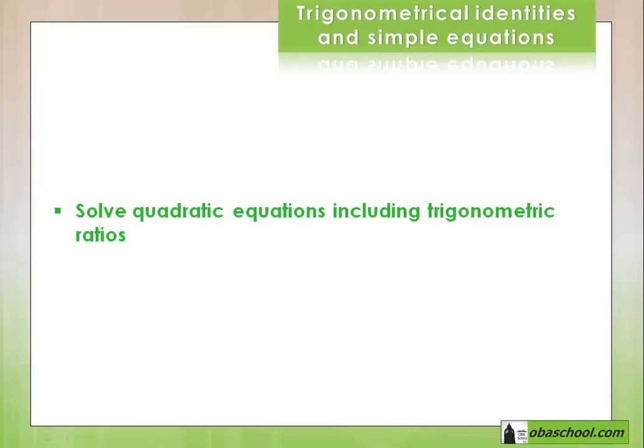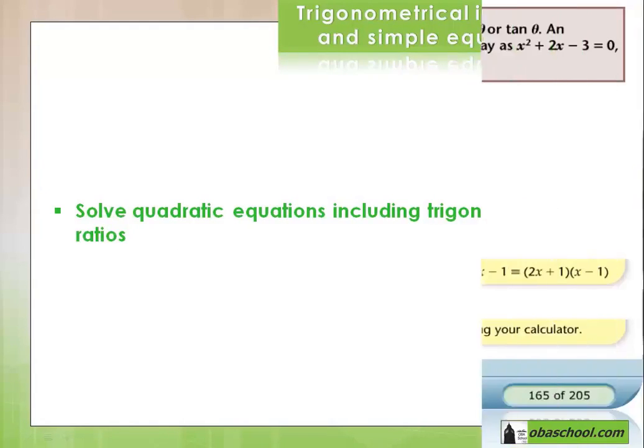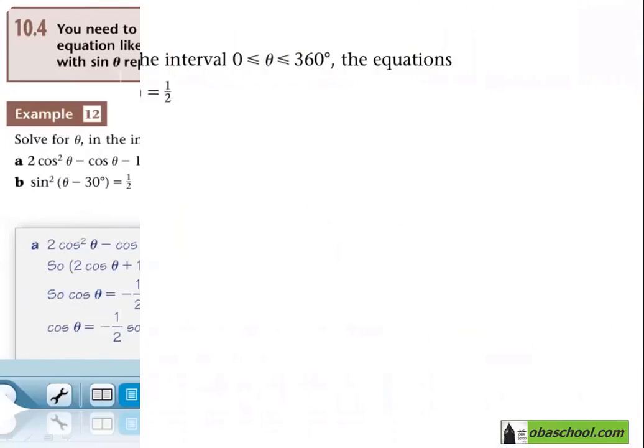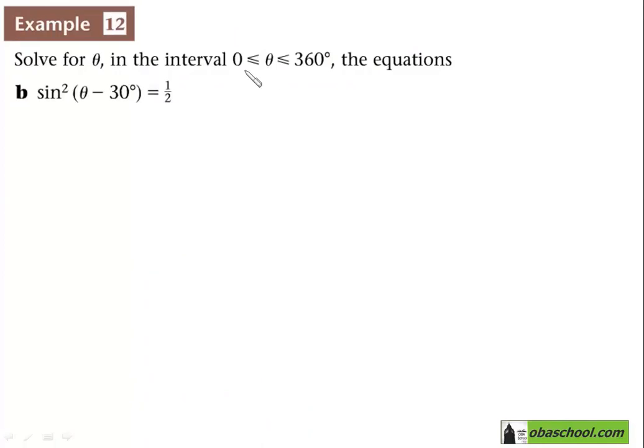We are going to solve quadratic equations including trigonometric ratios. Look at this example. We will solve part B. Solve for theta in the interval where theta is between 0 and 360 degrees. The equation is sine squared of theta minus 30 degrees is equal to half.